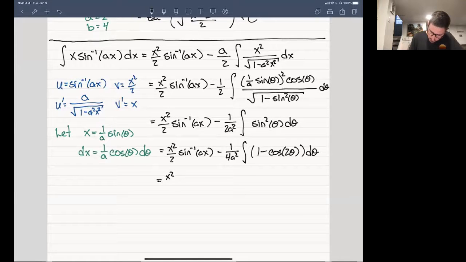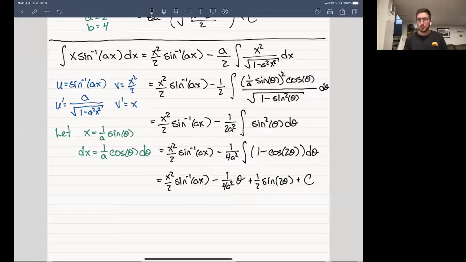So I get x squared over 2 sine inverse of ax minus 1 over 4a squared times theta. That's integrating up the 1. And then plus, so the minus right here and the minus right here, those things together give me a plus. The integral of cos 2 theta is 1/2 sine 2 theta plus c. Now what we need to do is follow what we did with trigonometric substitution and get things back in terms of x. The first thing that we're going to do is we're going to get rid of sine of 2 theta using the double angle formula again.